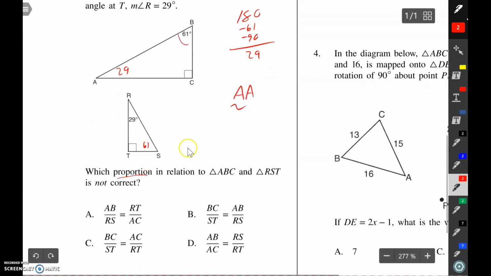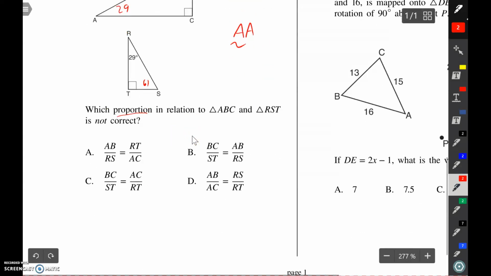And again, now that we know they're similar, I think you really want to just focus on the order of the letters. So let's see, AB over RS. AB is first, second, RS is first, second. And then RT and AC. Now it's right corresponding, but notice that triangle AB is on top, but then for the second fraction or second ratio here, AC is on the bottom. That is not correct. And we're looking for not correct. So that's probably our answer, but I'm going to put a little F there for false.